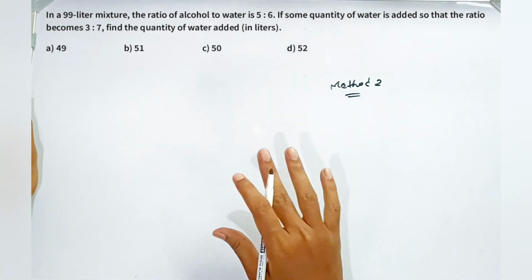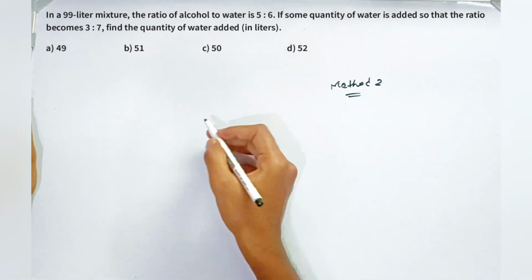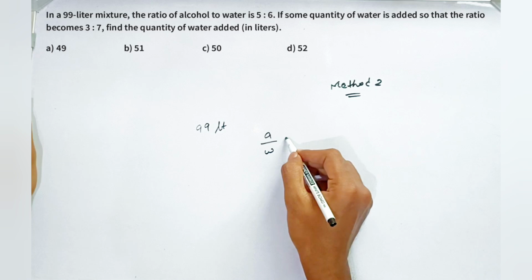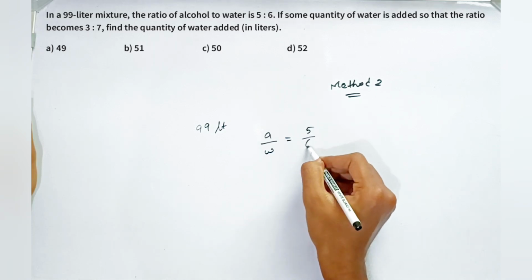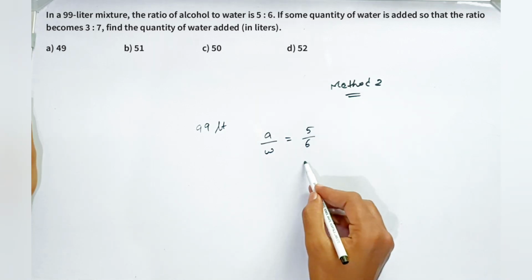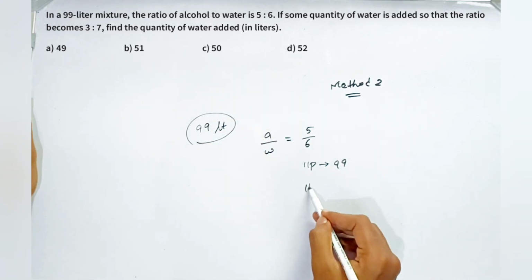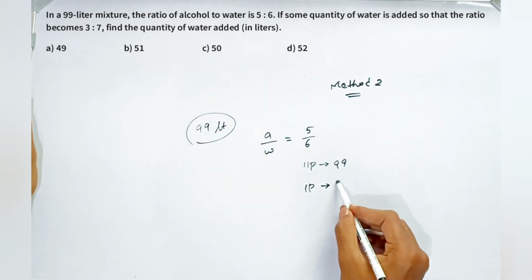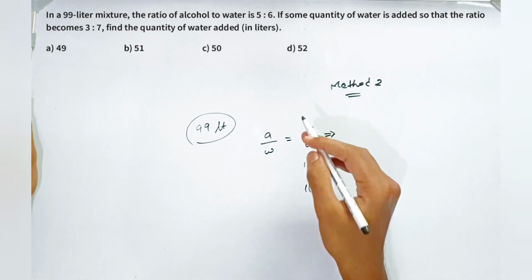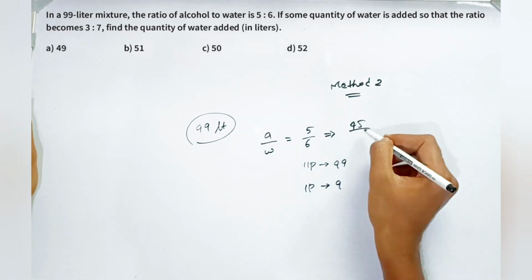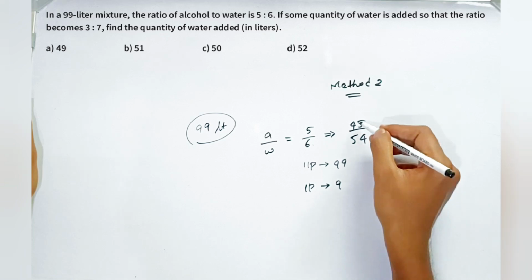Okay, this is a simple traditional way of solving. So it is given that 99 liters, and there is alcohol and water, and alcohol to water is in the ratio of 5 by 6. Okay, and 5 plus 6 is 11 parts. These 11 parts are nothing but the total mixture, 99, and 1 part is nothing but 9. So we'll get the actual alcohol and water. 5 nines is 45, and 6 nines is 54. So this is the actual ratio.